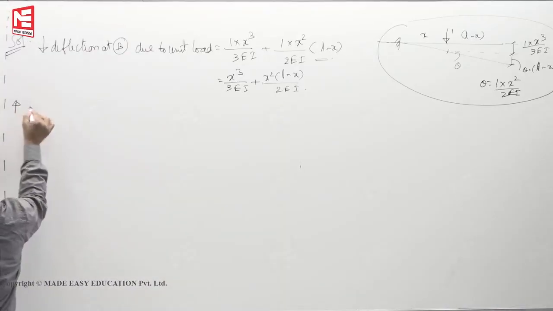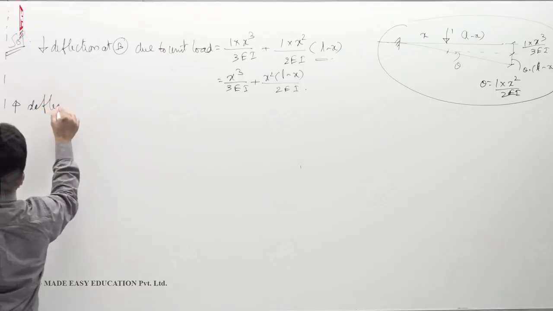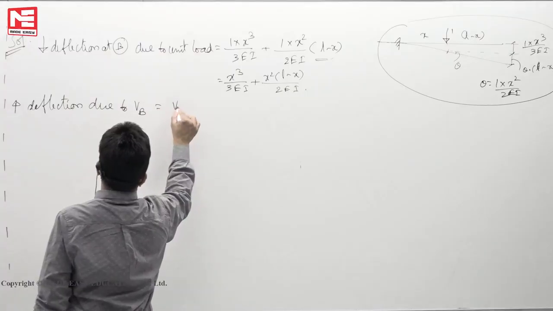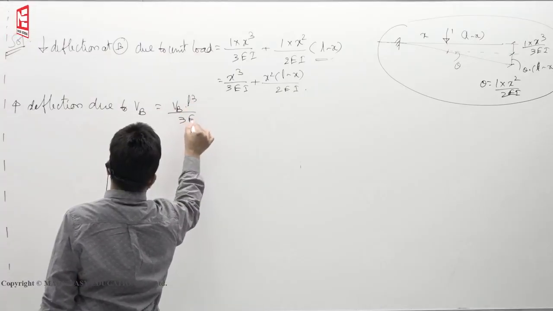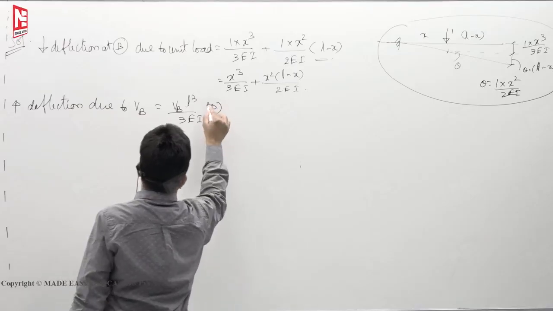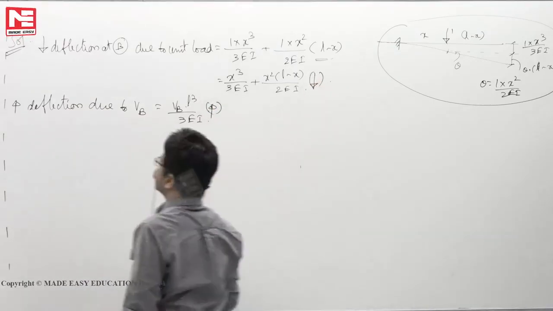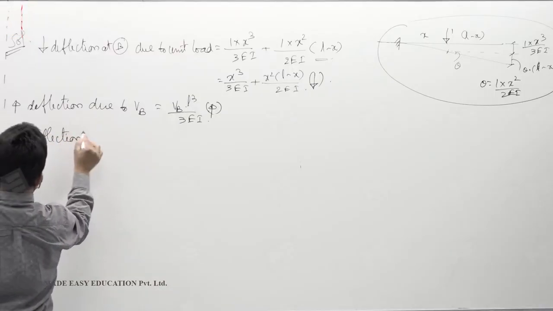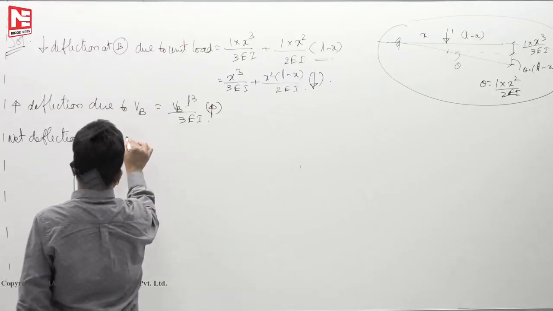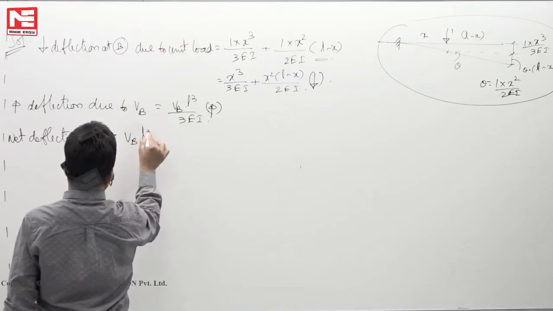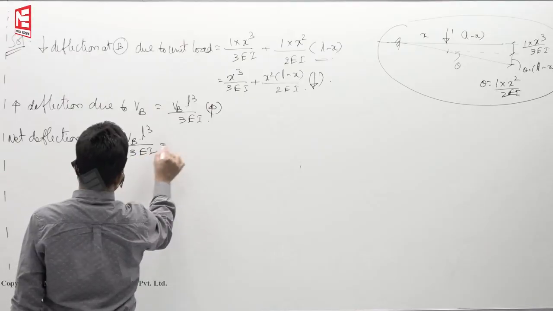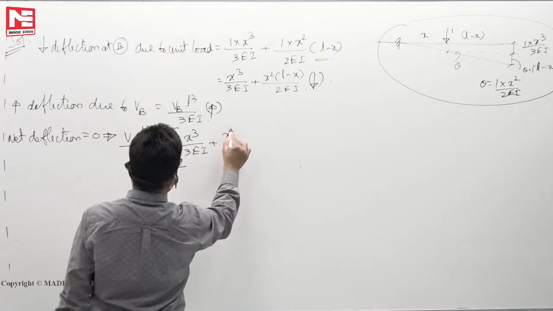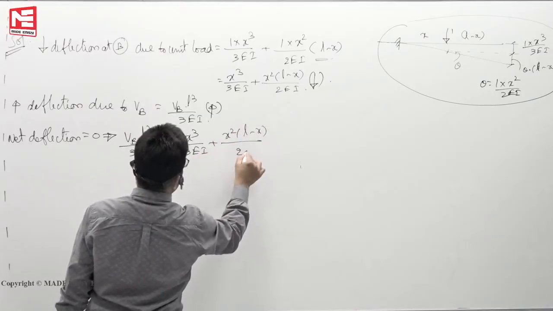Then the upward deflection due to VB. We know this one: VB into L cube by 3EI. This is upward deflection, and this is downward deflection. Then net deflection is 0. So we can write it as VB into L cube by 3EI minus x cube by 3EI plus x square into L minus x by 2EI.